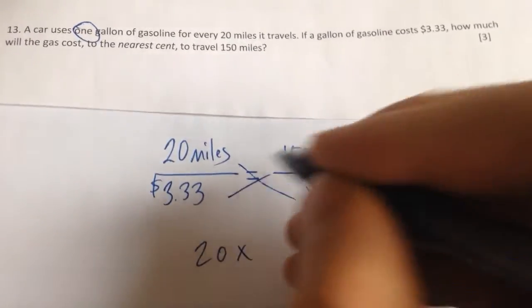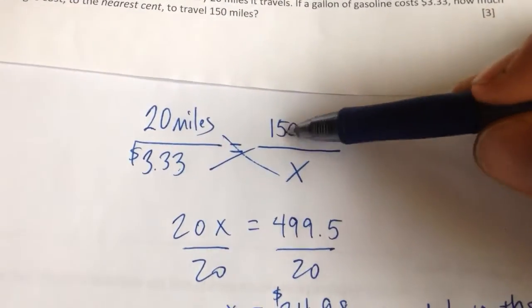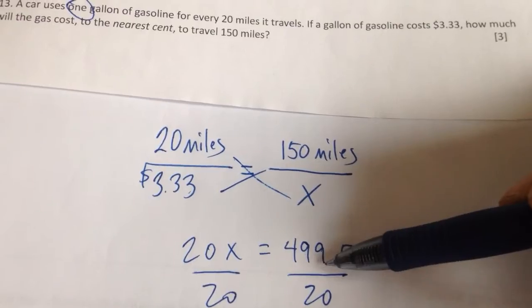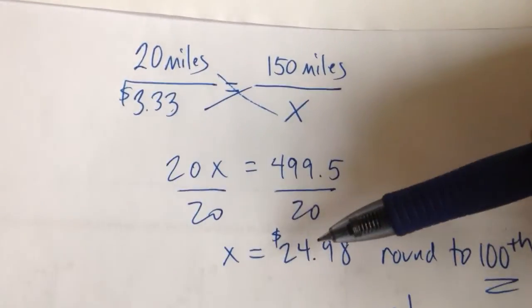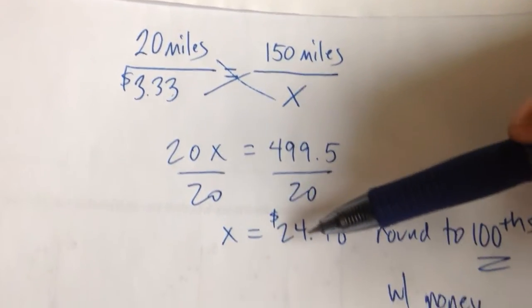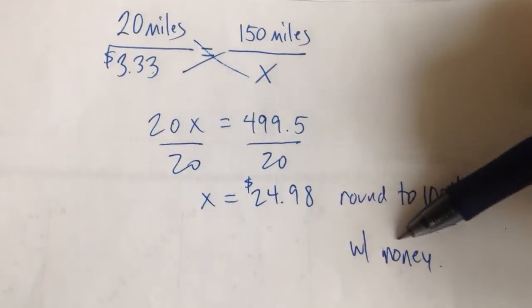So when I cross multiply, I get 20x, and then I do 3.33 times 150 and I get 499.5. I divide both sides by 20, I get 24.98, $24.98. Remember, we're going to round to the hundredths place with money.